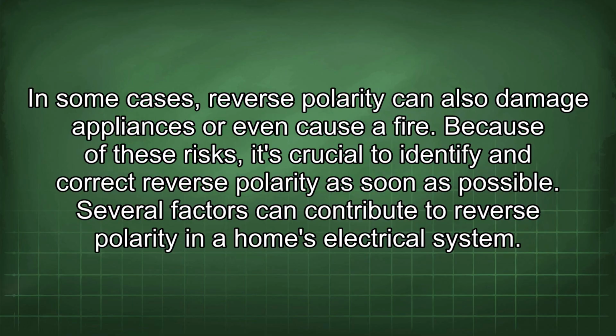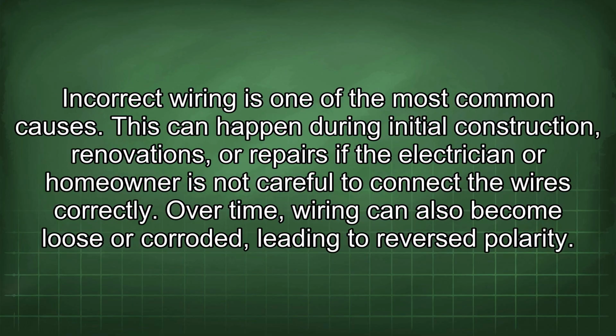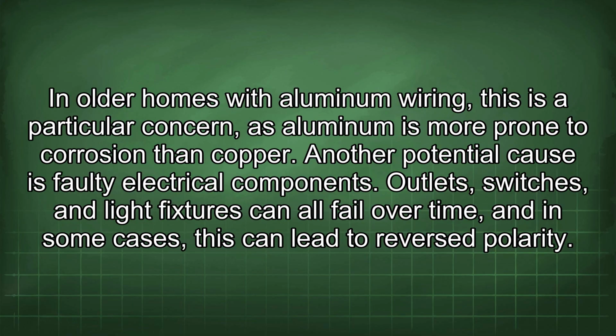Several factors can contribute to reverse polarity in a home's electrical system. Incorrect wiring is one of the most common causes. This can happen during initial construction, renovations, or repairs if the electrician or homeowner is not careful to connect the wires correctly. Over time, wiring can also become loose or corroded, leading to reverse polarity. In older homes with aluminum wiring, this is a particular concern, as aluminum is more prone to corrosion than copper.